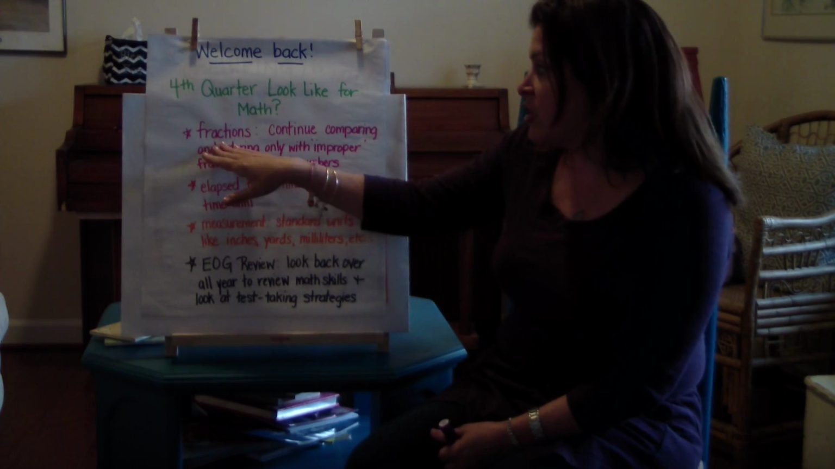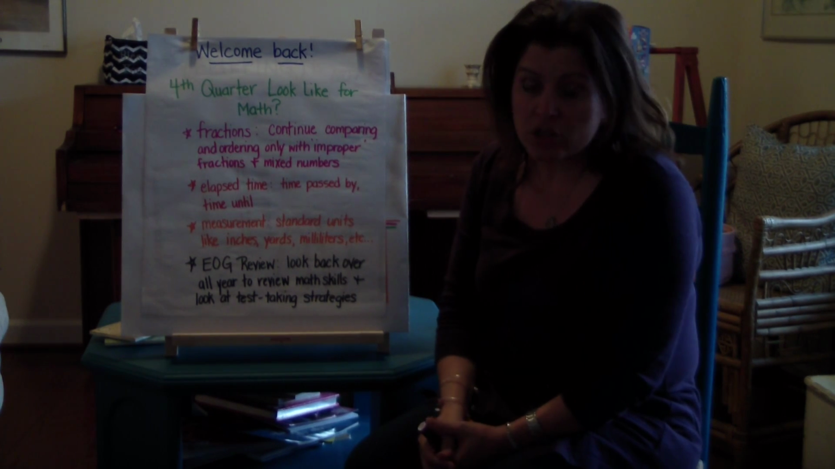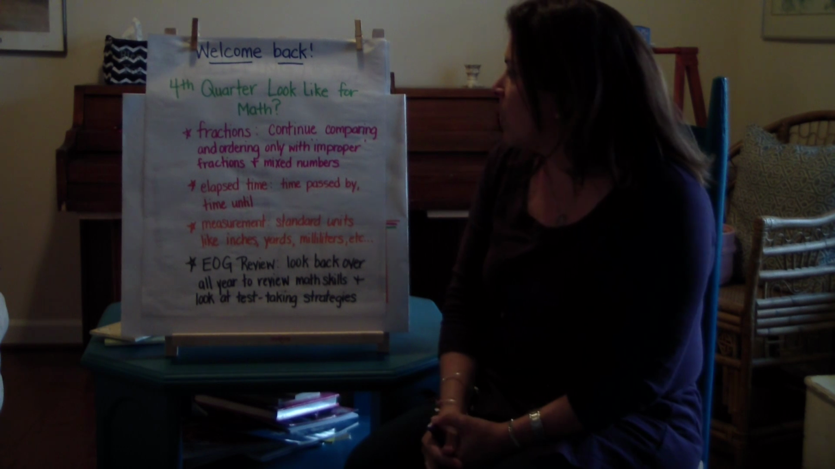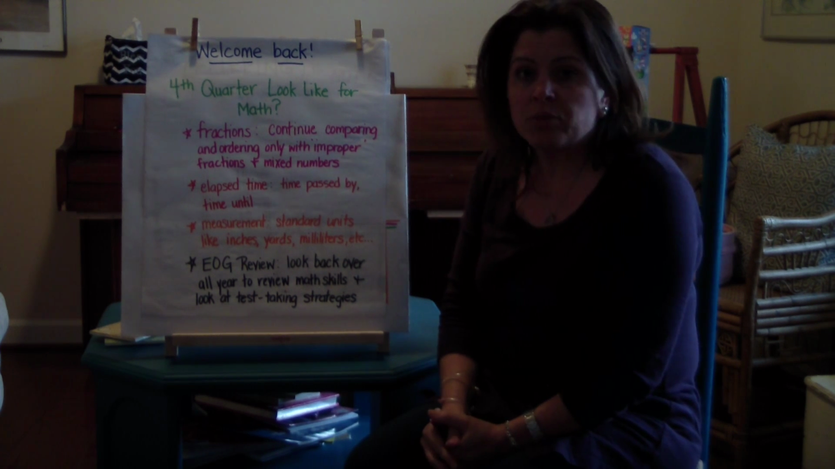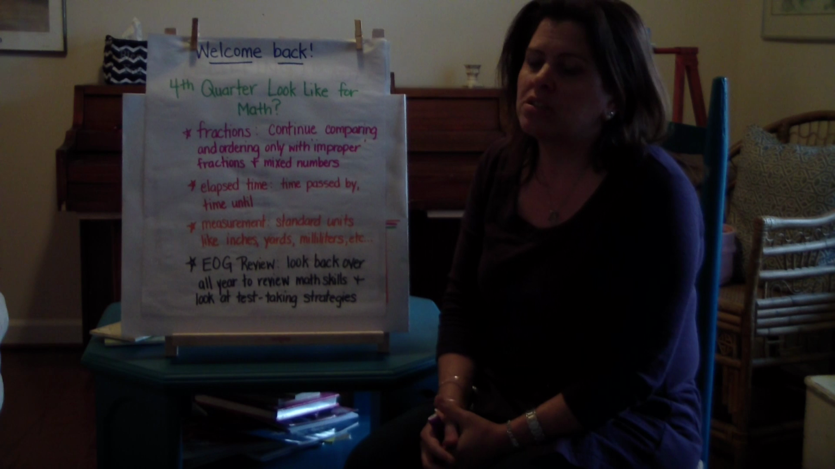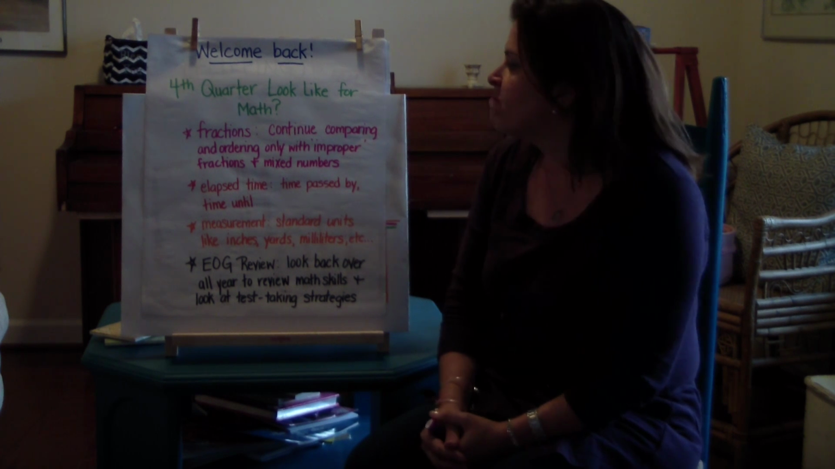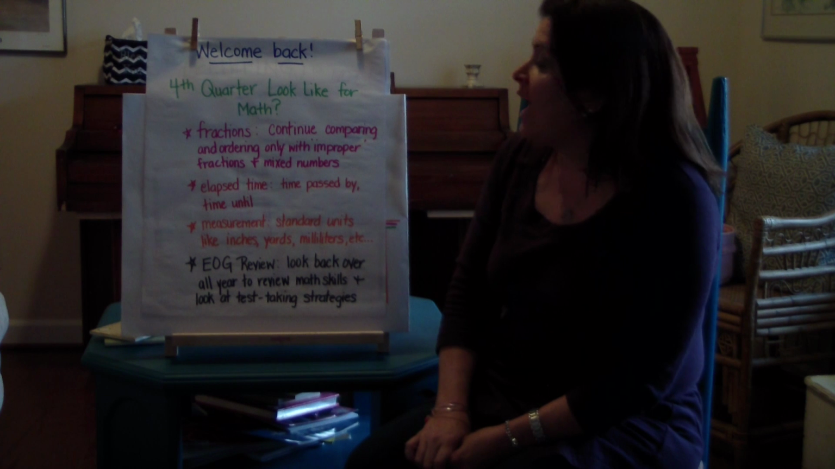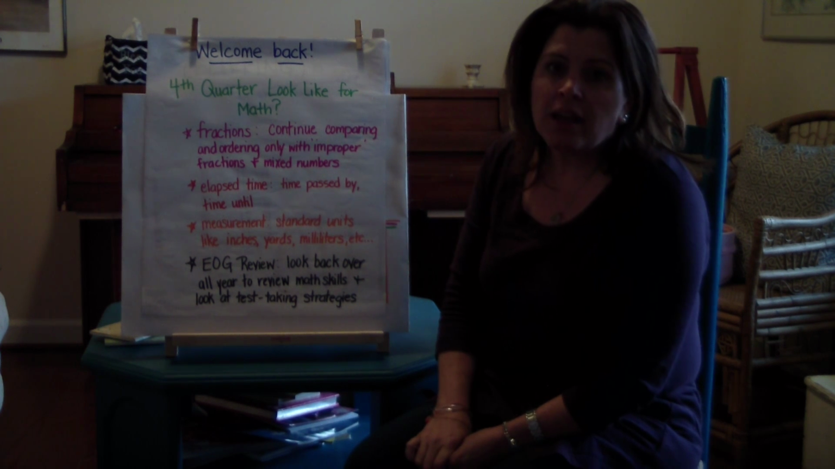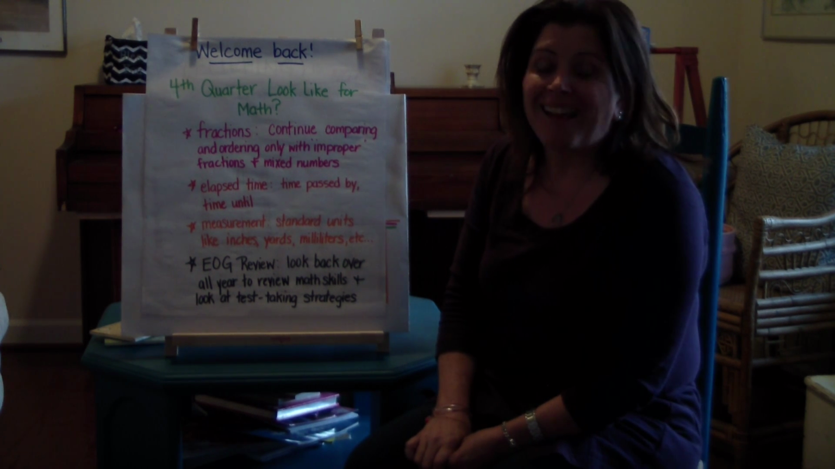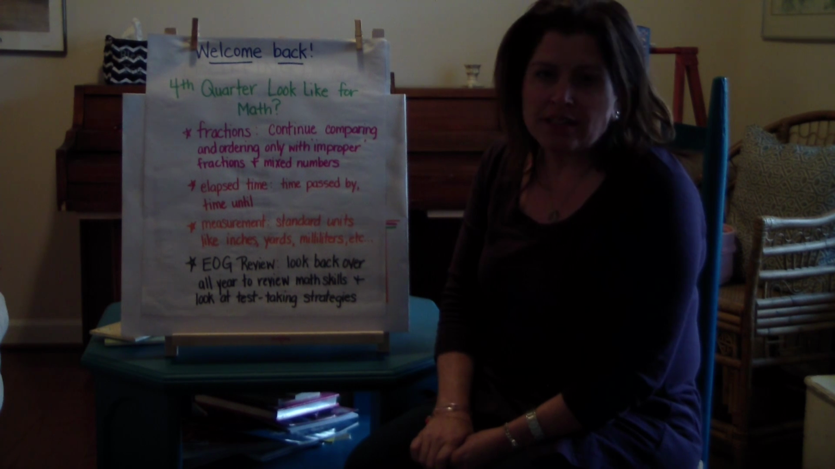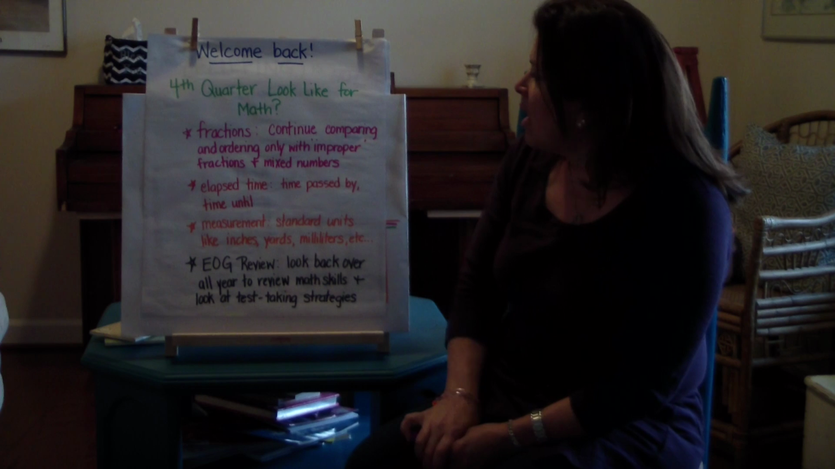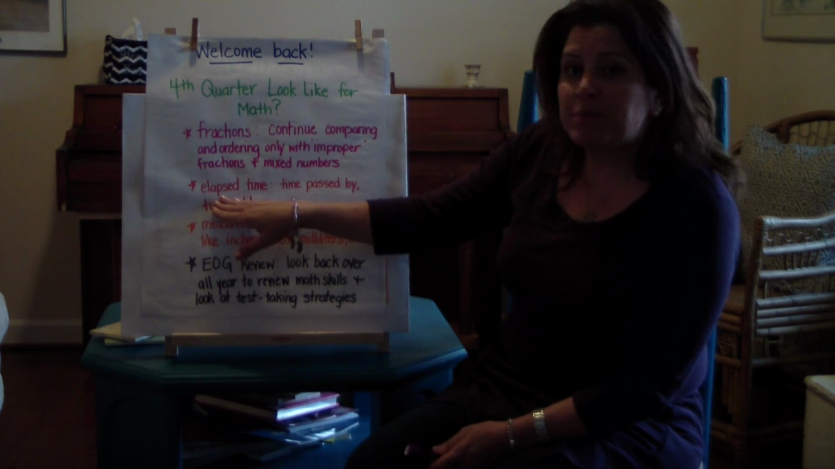We are going to finish with fractions. We're going to be continuing comparing those fractions and ordering them. We are going to be looking at improper fractions. We're going to be looking at mixed fractions and how those compare to each other. We're also going to be looking at how fractions can be plotted on a line plot and organizing that information through the line plots. Okay, we're also going to do elapsed time.